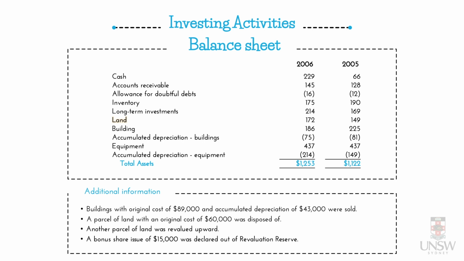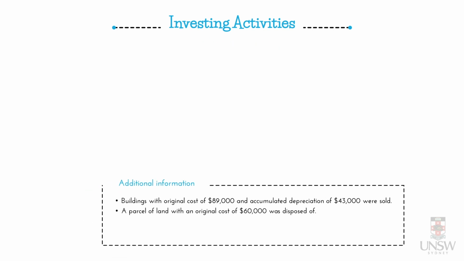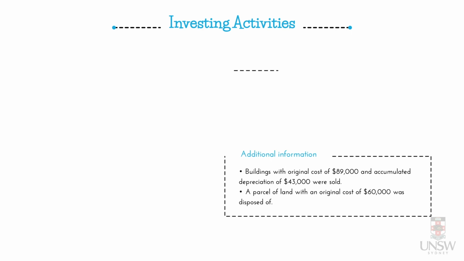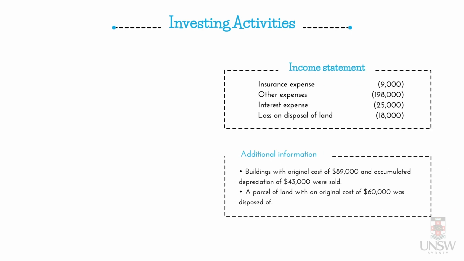So the additional information, we've got a parcel of land with an original cost of 60,000 was disposed of. So that means we've sold it. So we need to determine, have there been any proceeds on this sale? So we need to calculate using the journal entry for the sale of land. So we can reconstruct this entry. So the first line will be debit cash. We can leave a missing amount to fill that in later.